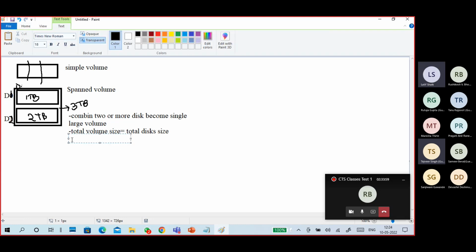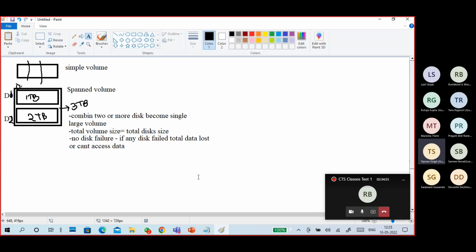Of course we have to write: no disk failure. No disk failure means if any disk fails, total data loss, or we can say we cannot access the data.